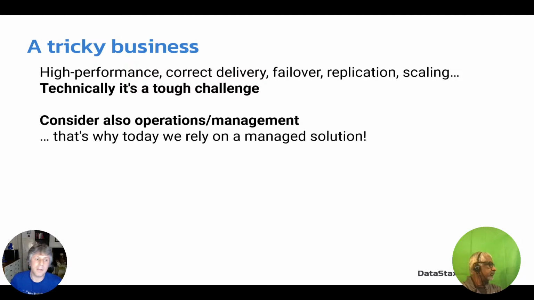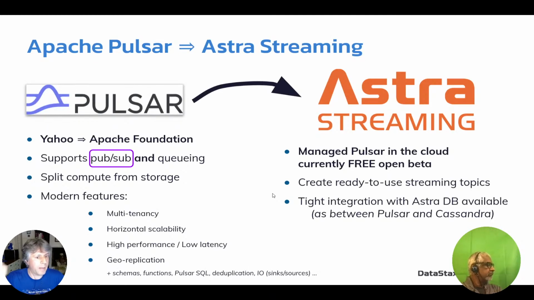Not only that, but even just operations might sometimes be not trivial. I think everyone who tried to repartition a Kafka topic knows what I'm speaking about. And guess what? That's why today we will have a managed solution to take all of these problems away and concentrate on the important bits. Today, we are going to use Astra Streaming. Astra Streaming embeds Apache Pulsar, or is built on Apache Pulsar.